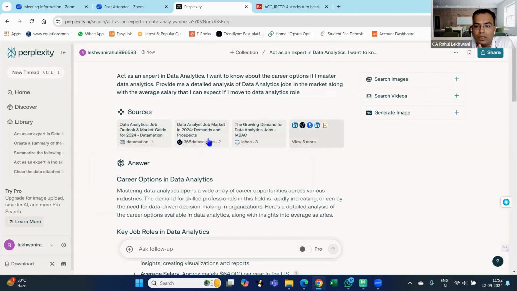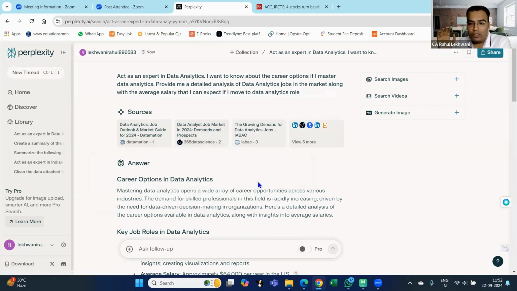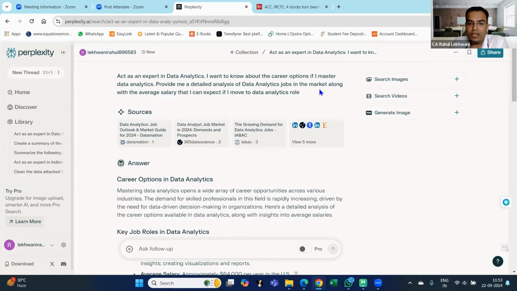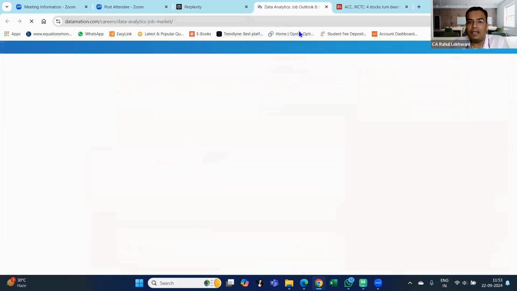Sources. So Perplexity, the way you use Google. What we do with Google is we try to find some data, some links. Here, the best part is, I would strongly recommend you start using Perplexity rather than Google search. Why? Because this has changed the game. It will not only give you the sources, the links, but it will also give you the relevant data. So here, if I want to know more, I can just click on this link and it will directly give me the article.